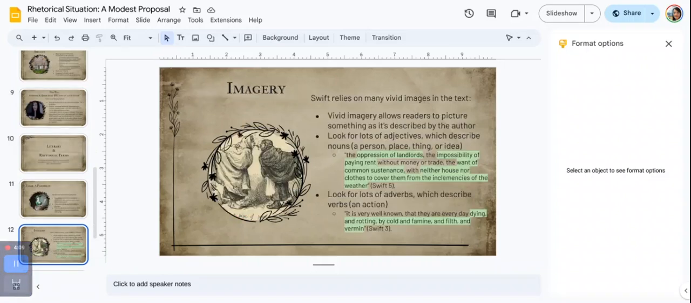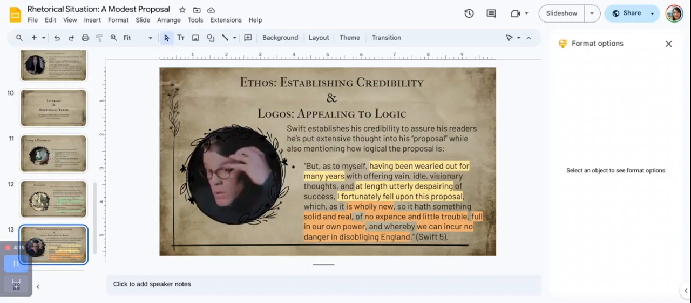We also have some examples of imagery. So those things that are highlighted in the green here are good examples of vivid language that help paint a picture. And then we have some ethos and logos. So you can see Swift establishing his credibility here in the yellow and then appealing to his audience's sense of logic there in the orange.